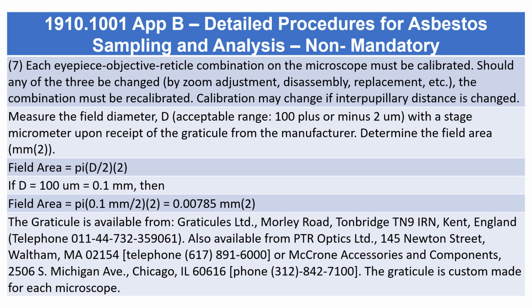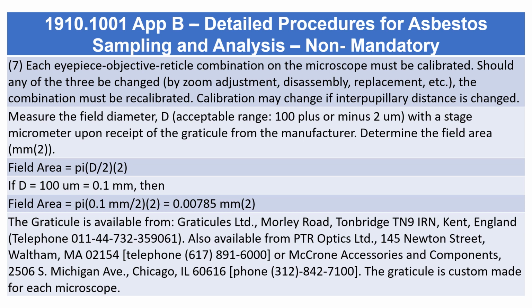Should any of the three be changed, by zoom adjustment, disassembly, replacement, etc., the combination must be recalibrated. Calibration may change if interpupillary distance is changed. Measure the field diameter, D, acceptable range 100 plus or minus 2 μm, with a stage micrometer upon receipt of the graticule from the manufacturer. Determine the field area. Field area equals pi (D/2)^2. If D equals 100 μm equals 0.1 millimeters, then field area equals pi (0.1 mm/2)^2 equals 0.00785 mm^2.